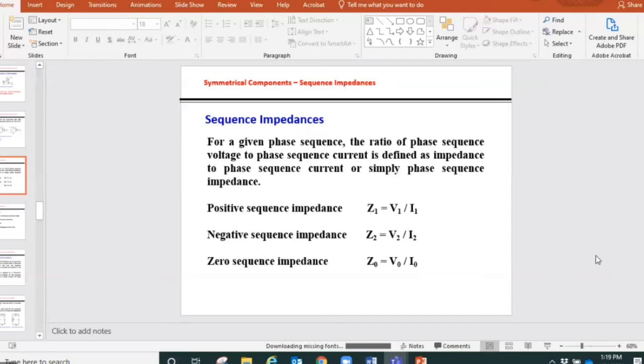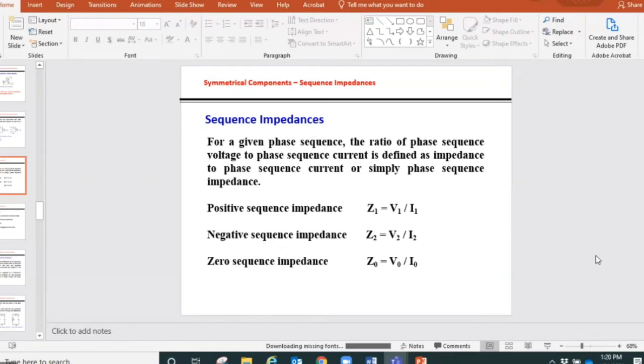has to be the respective voltage and current. Like when you're talking about the positive sequence impedance, only positive sequence voltage and positive sequence current are being referred to, no other. That's what I was trying to mention, that they are independent of each other, and they are also called mutually decoupled. They don't have any coupling in between them, meaning they cannot affect each other.